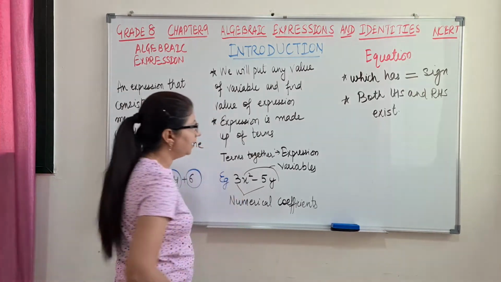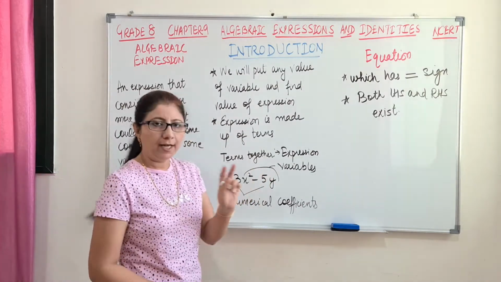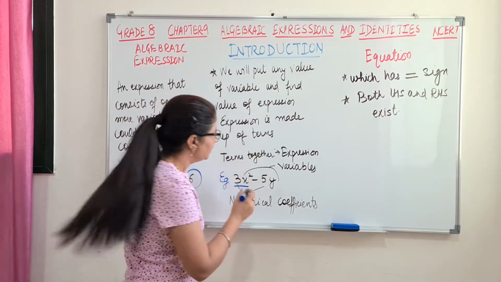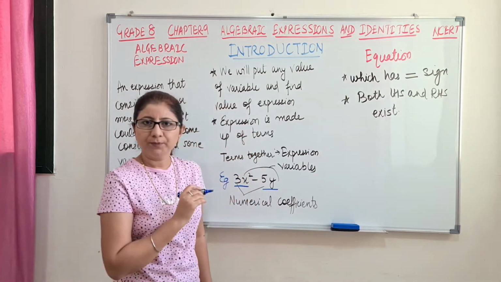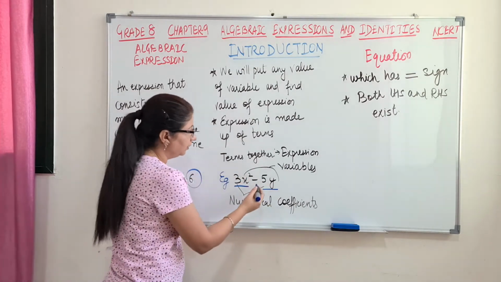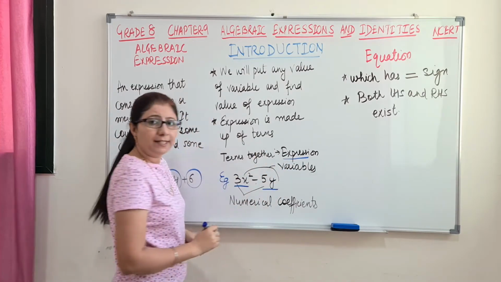This is 3x square minus 5y. In this expression we have two terms. The first term is 3x square, the second term is 5y. These two terms, when combined together, or we can say when subtracted, form one expression.